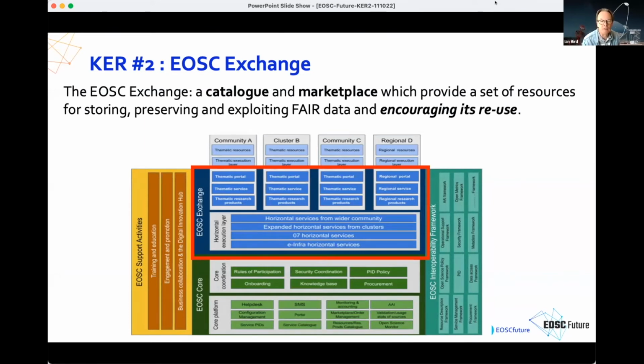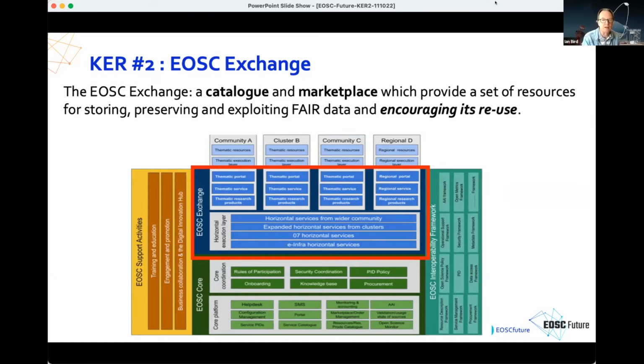So the exchange consists of a catalog and a marketplace which allow you to publish, search, and look for these. The catalog infrastructure itself is part of the core, but the contents of the catalog and the marketplace are really what the exchange is. And this provides a set of resources that allow us to store, preserve, exploit FAIR data, and most importantly, encourage its reuse.